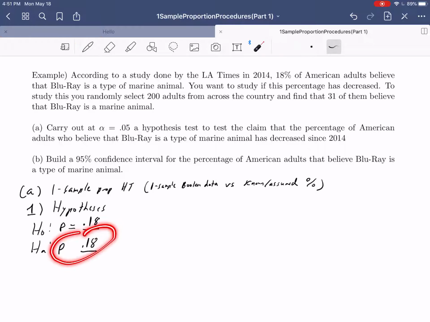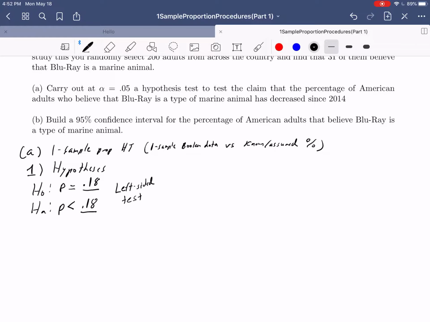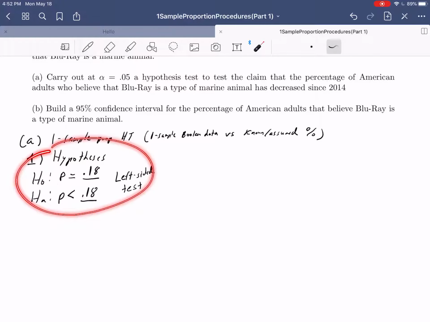Then we have to figure out the appropriate inequality to use here. We look at our claim. We are trying to see that the percentage of American adults who believe that Blu-ray is a type of marine animal has decreased. So we will be using our less than here, and this will be a left-sided test. Okay, so our hypotheses are set.